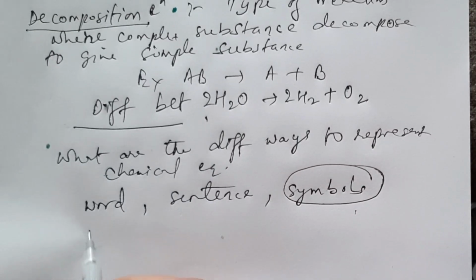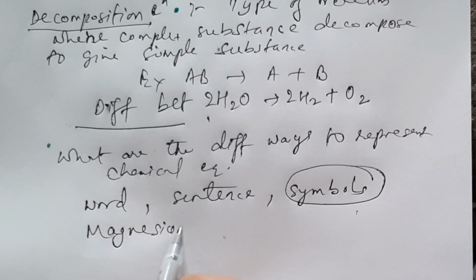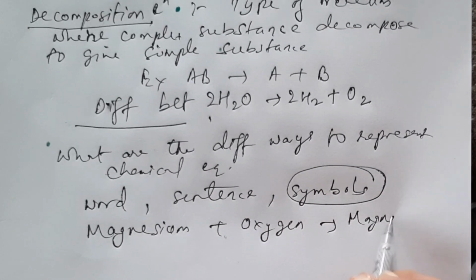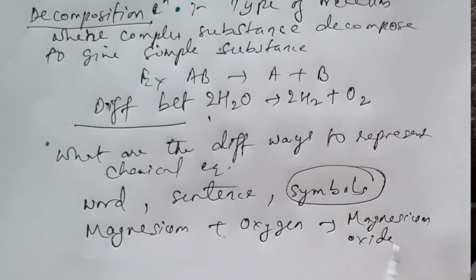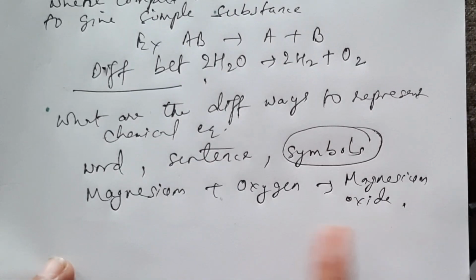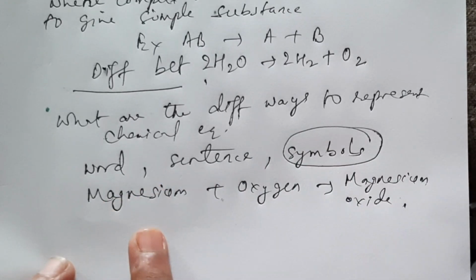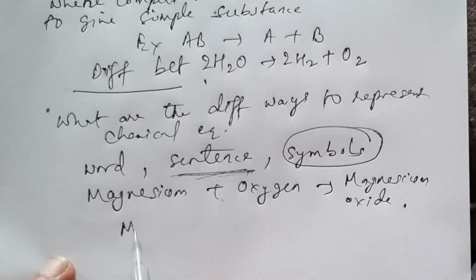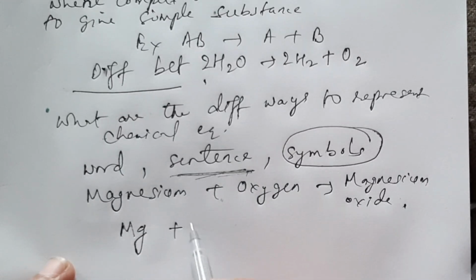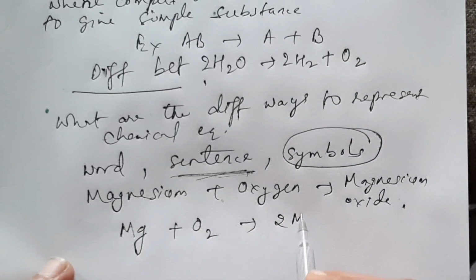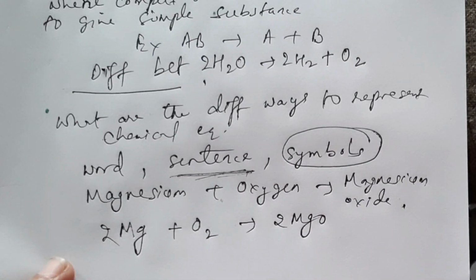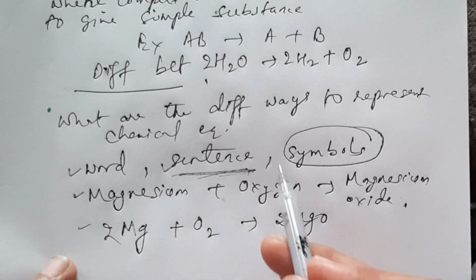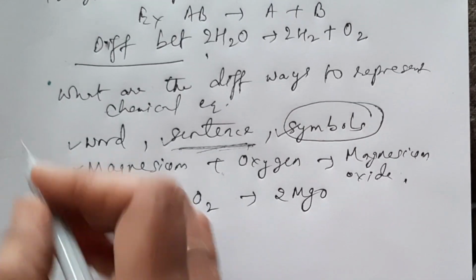When we write in words, we write the complete spelling, like magnesium reacts with oxygen to form magnesium oxide. When we represent it with complete words, we call it a word equation. If the same thing is written in sentence formation, like magnesium reacts with oxygen to give magnesium oxide, it is called sentence representation. Instead of writing words, if we use symbols, magnesium plus oxygen gives magnesium oxide, that is called symbol representation. So there are three ways to represent a chemical equation: word representation, sentence representation, or symbol representation. This is the second category of question.